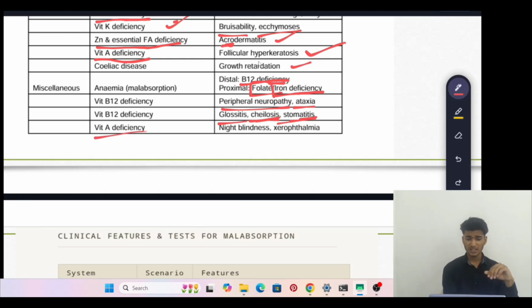If vitamin A is deficient, it will lead to night blindness and xerophthalmia. In xerophthalmia, the cornea and the conjunctiva get dry. So you will find an itching sensation inside your eyes all the time. And night blindness is a common symptom if there is a deficiency of vitamin A.